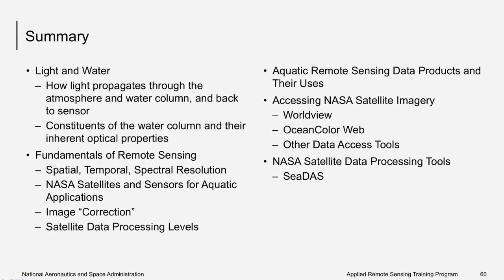I've given an overview of data products commonly used in aquatic remote sensing. We've talked about a few of the data portals you can use to obtain remote sensing imagery for free. And finally, I've directed you towards NASA's Ocean Biology Processing Group, where you can obtain and learn more about the freely available image processing software named CDAS.